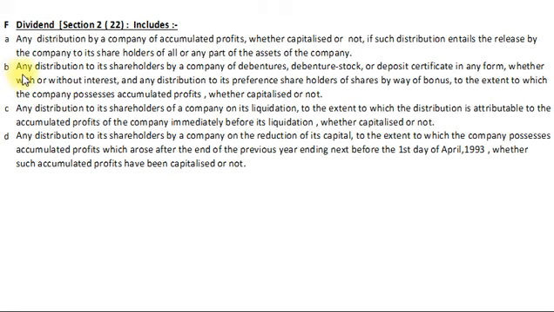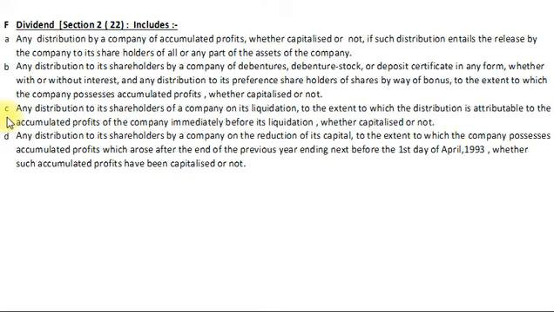Number 2, any distribution to its shareholders by a company of debentures, debenture stock, or a deposit certificate in any form, whether with or without interest, and any distribution to its preference shareholders of shares by way of bonus to the extent to which the company possesses accumulated profits, whether capitalized or not. Here, second point discusses the distribution of debentures, debenture stock, deposit certificate to the ordinary shareholders, as well as dividend to the preference shareholders in form of bonus.